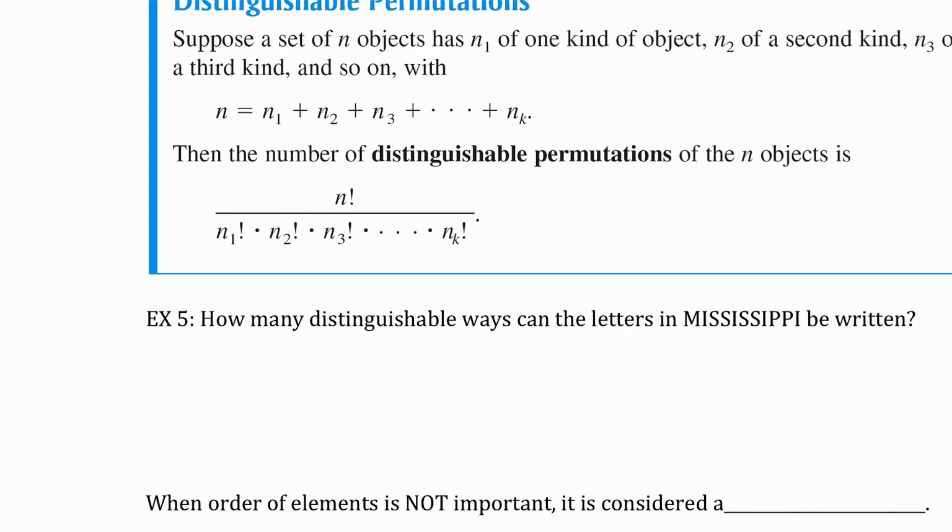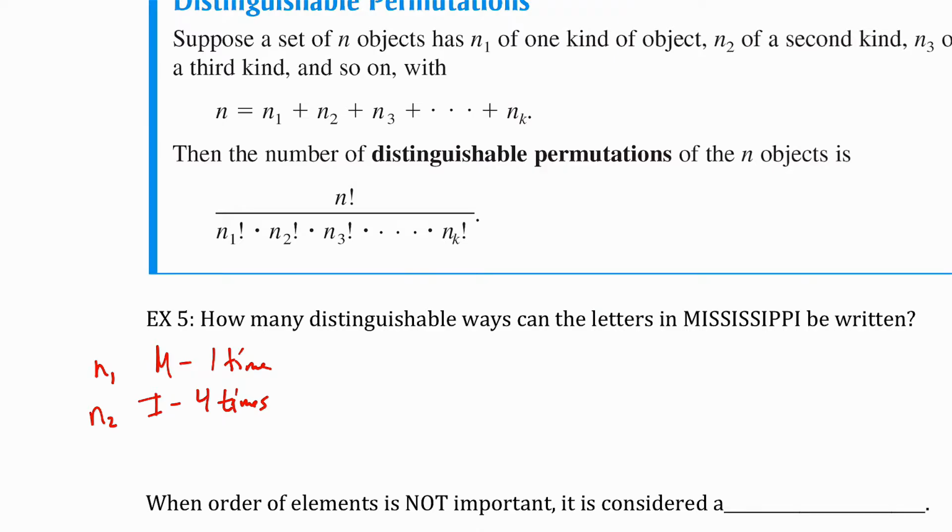So taking a look at this, there's a lot of repeat letters. Let's just start with the first letter, the M. The M can happen just once, and we're going to call that our n sub 1. N sub 2 is the number of the ways that I happens. So there are 4 I's, so we'll say this happens 4 times.